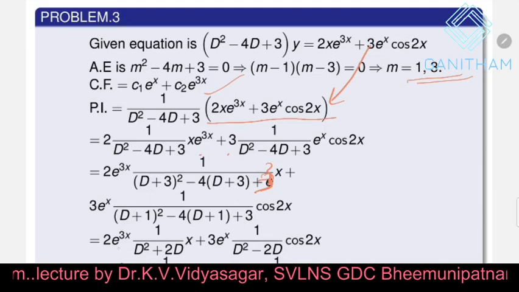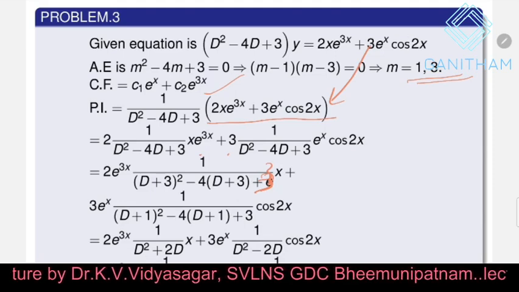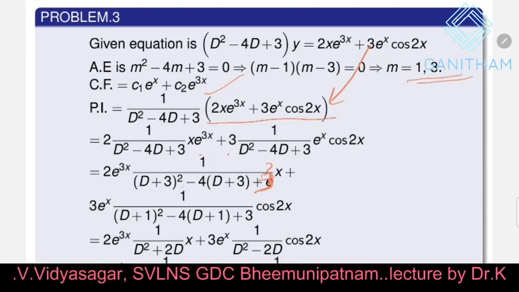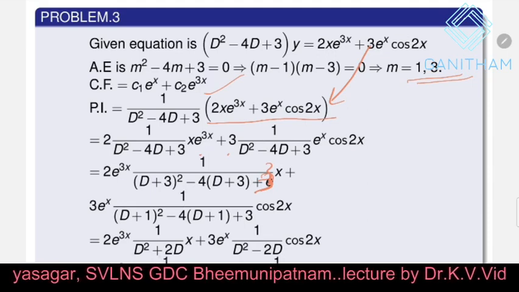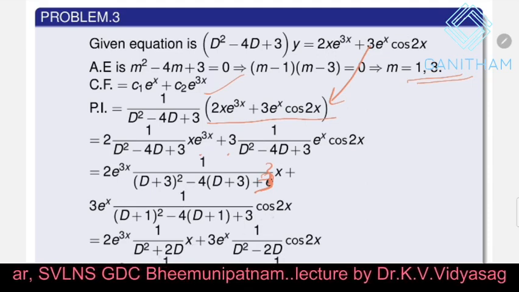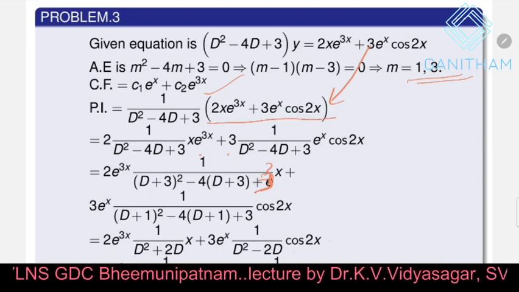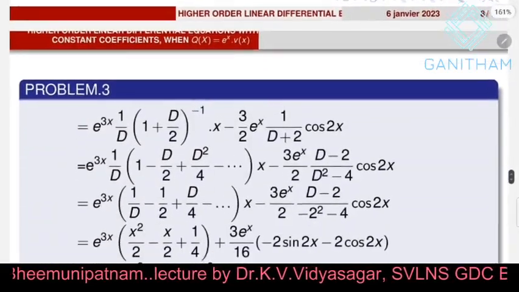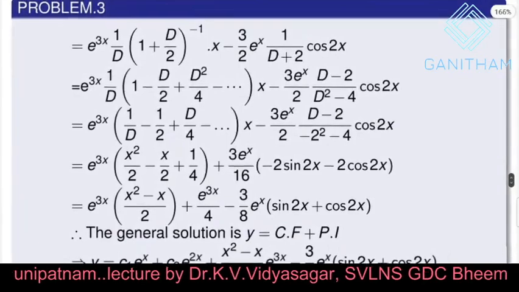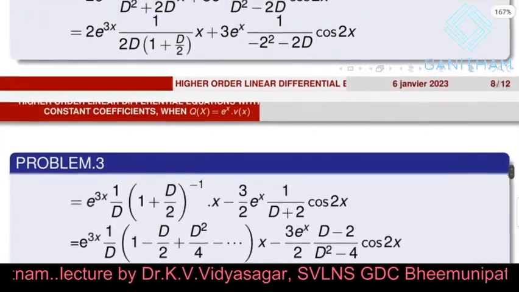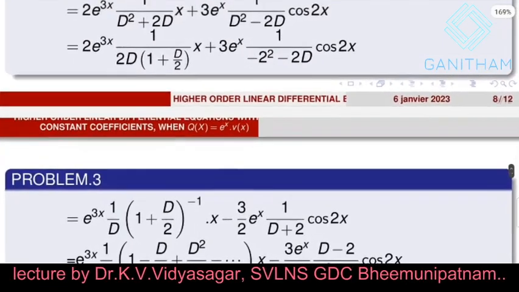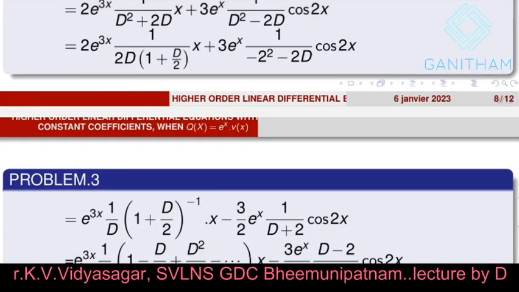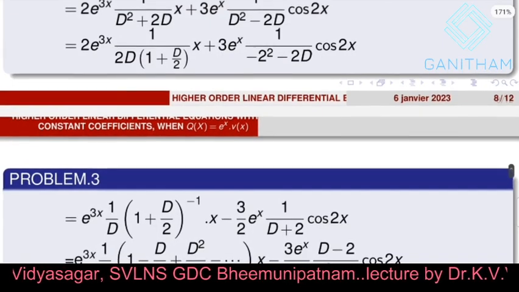So the first term, 2 into e to the power 3x by 1 by d square, the d term is 2d, and here 9 plus 3 is 12, 12 minus 12 is 0. So d square plus 2d into x, plus 3 into e to the power x into 1 by d square minus 2d into cos 2x. Now e to the power 3x into 1 by 2d common. So 2d common, 1 plus d by 2, and in place of d square I will write minus 2 square, minus 2d, cos 2x.